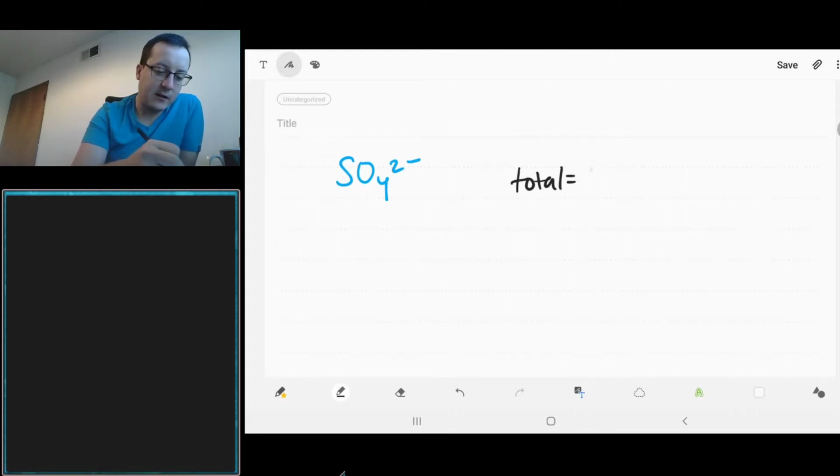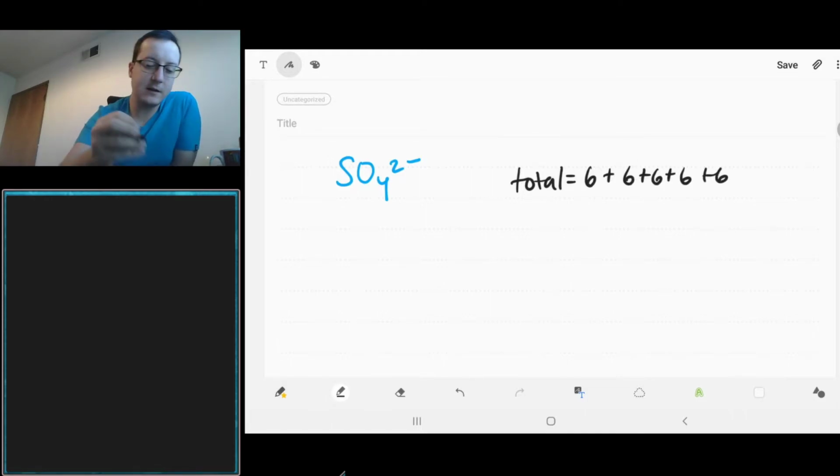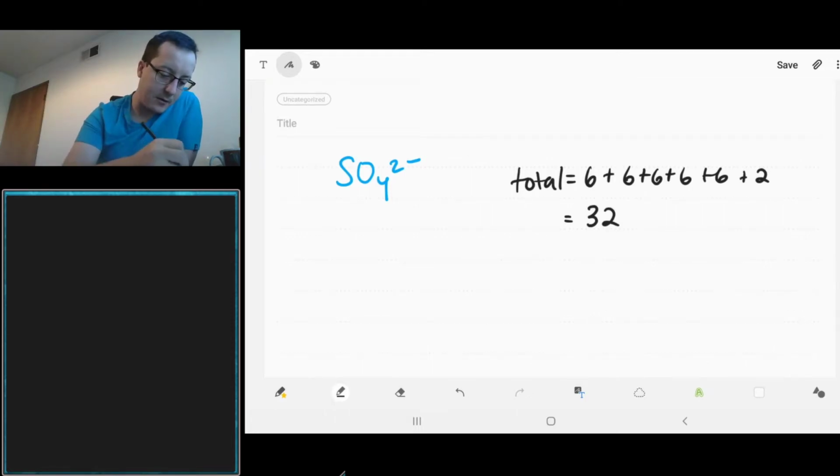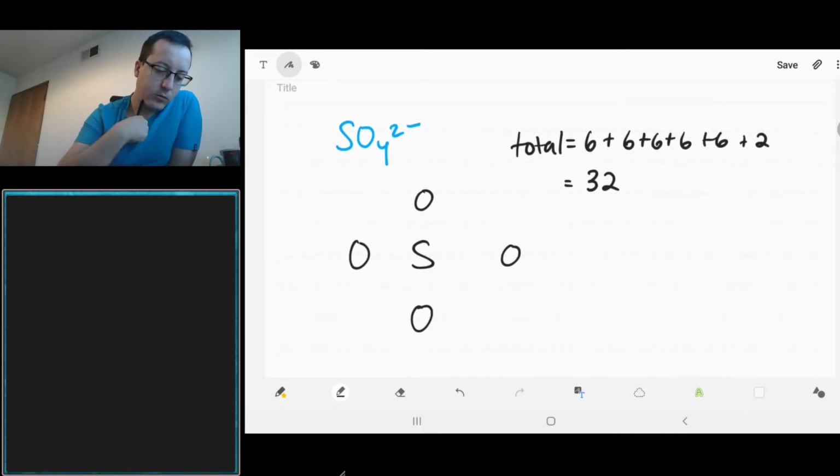I see a sulfur plus four oxygens, all of them having six, plus two electrons. Remember, the negative two charge gives us two extra valence electrons. That looks to be 32. That's 32 valence electrons, right? So, as always, we will draw our skeleton, and we are going to draw a single bond using our lone pairs between the central atom and all of the outer atoms.